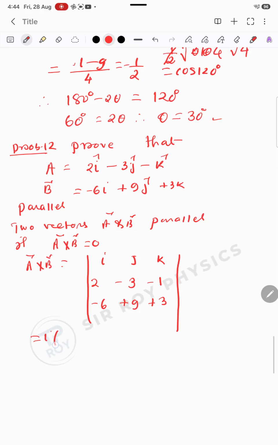That means i is coming minus 9 plus 9. j is coming 6 minus 6. k is coming 18 minus 18. That is equal to 0. Okay.